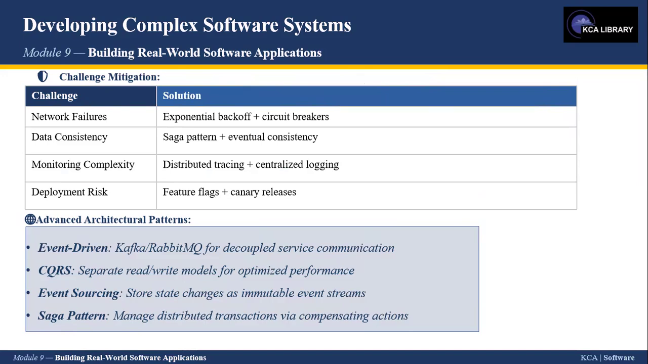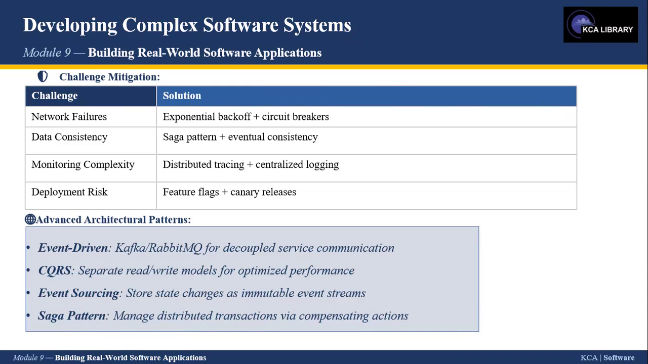Real-world systems often require advanced architectural patterns. Event-driven architecture: services communicate via events, decouple components, and improve resilience. Command Query Responsibility Segregation: separate read and write models for optimized performance. Event sourcing stores state changes as immutable events, ensuring complete auditability and the ability to rebuild state. The saga pattern manages distributed transactions across services using compensating actions.